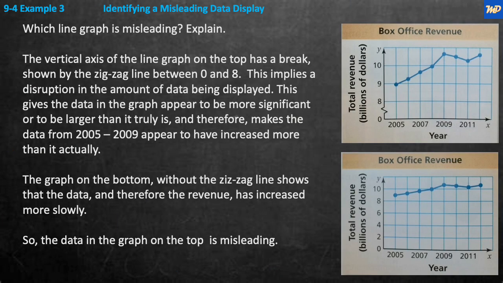So, for example 3, identifying misleading data display. It's not that the display is misleading, it's how they present the data in the display that can be misleading to how you interpret the data. So it says, let's read it here. It says, which graph is misleading? There's two graphs here. And look, when you first look at it, how do we know which one's misleading?